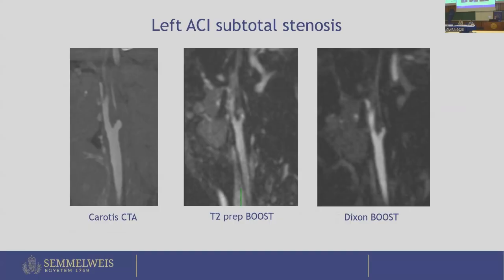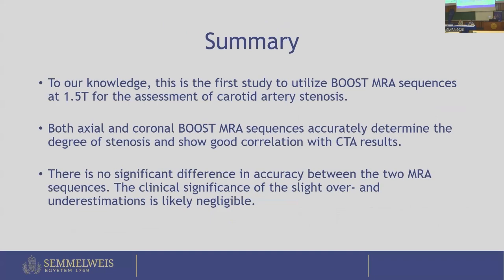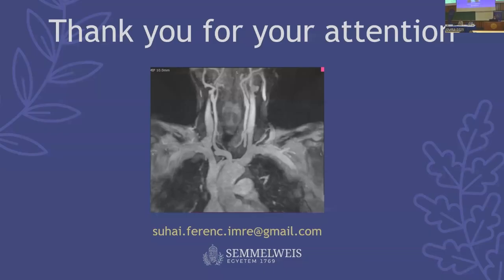You can see there is a subtotal stenosis, and you can appreciate that we have really nice MR angiography images with almost the same image quality. To sum up, both coronal and axial BOOST MRI sequences accurately determine the degree of stenosis and show good correlation with the CTA results. We also found no significant difference between the two types of MRA, and in this small patient population, the clinical significance of the slight over and underestimation is negligible. Thank you so much.